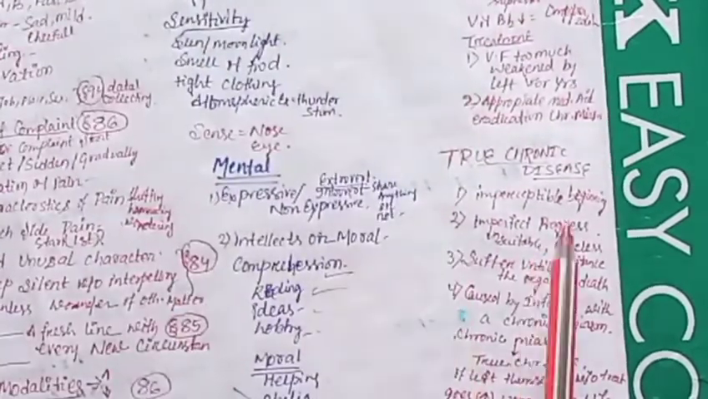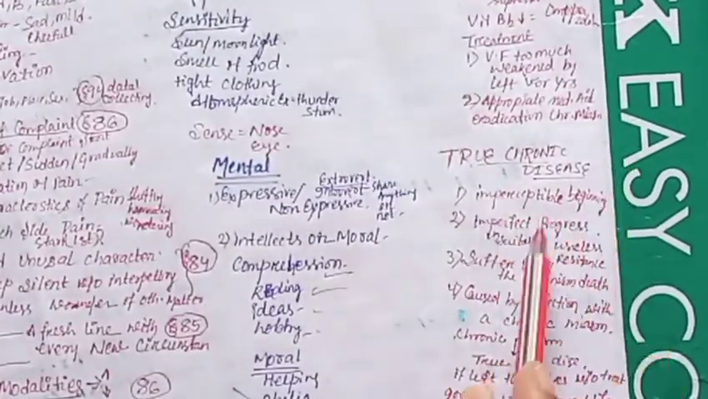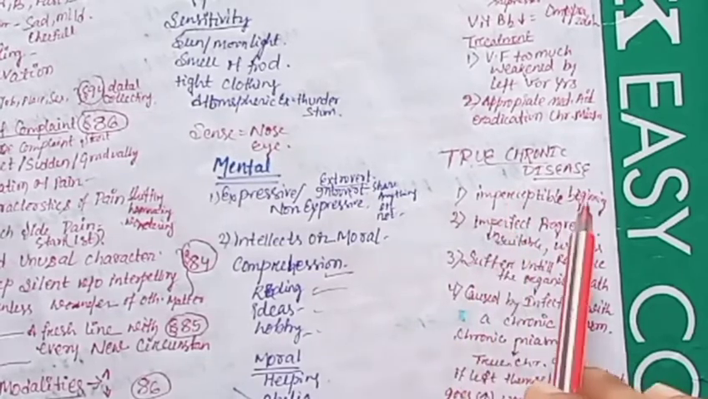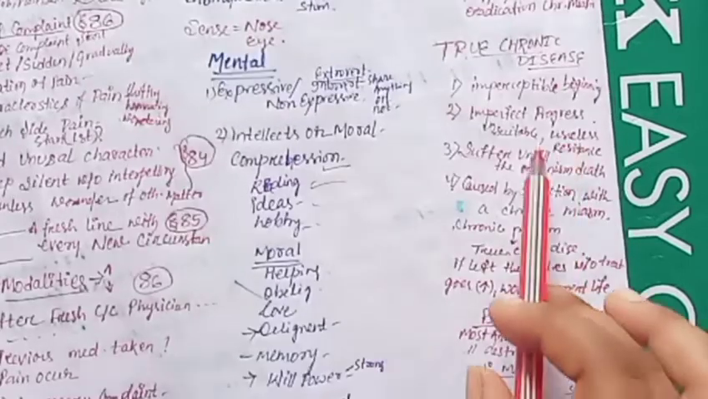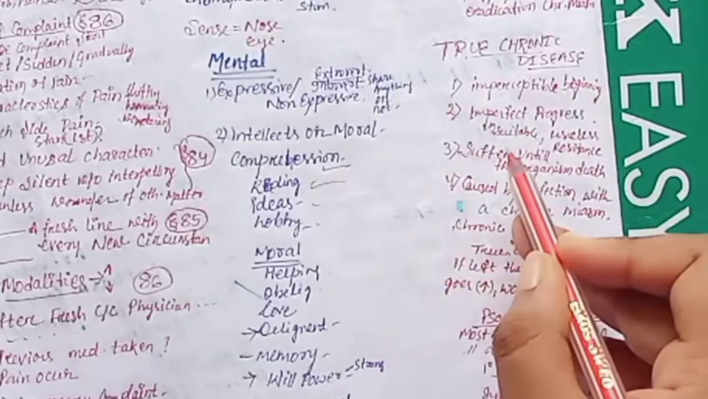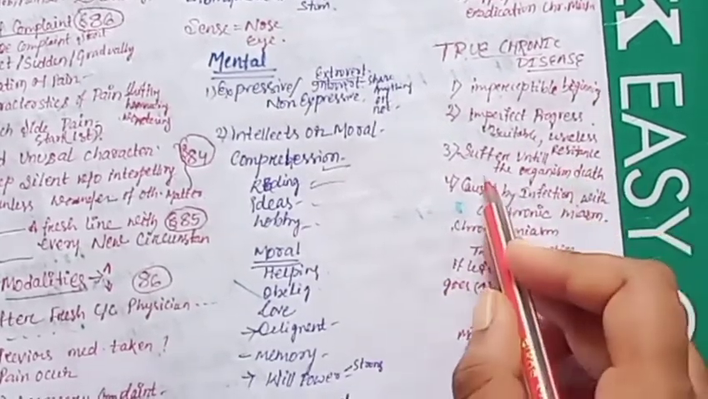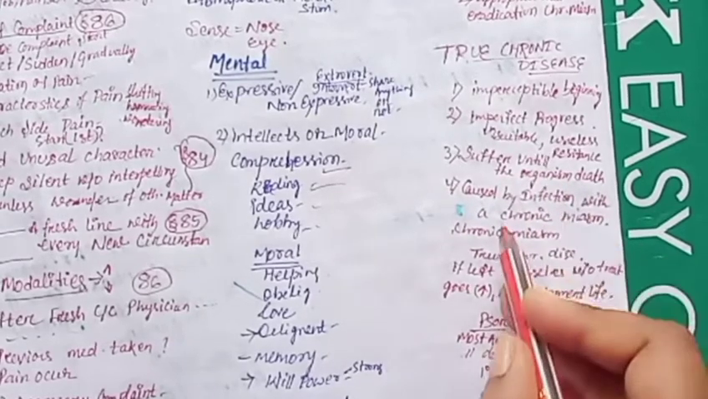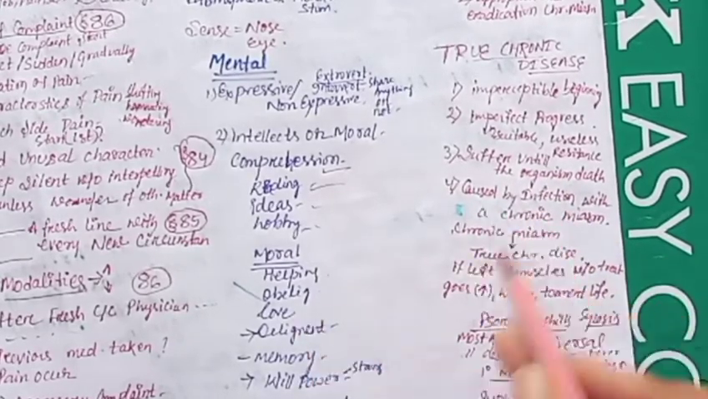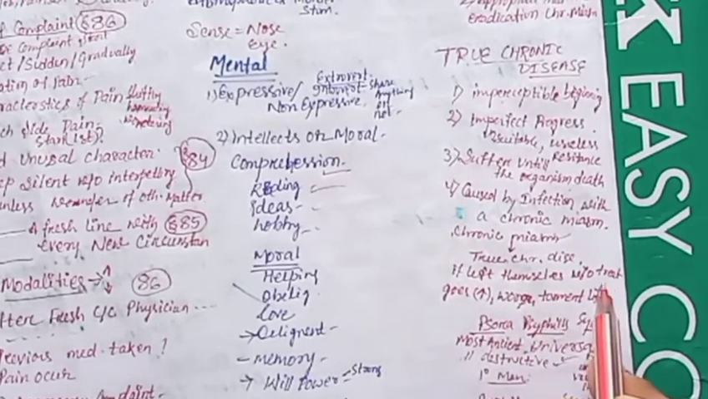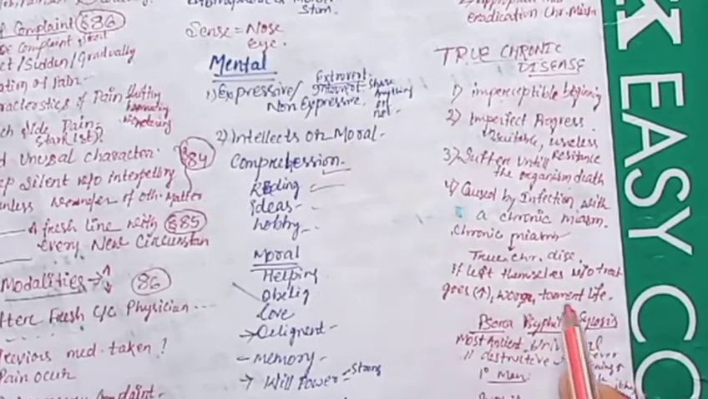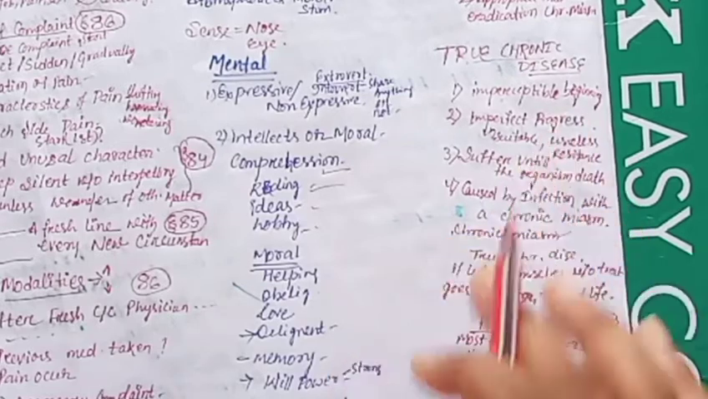Then true chronic disease. What are the things you should write in true chronic disease? It has an imperceptible beginning, with no measurable progress, and useless resistance; it continues until the organism dies. Due to the chronic miasm, true chronic diseases, without treatment, go on increasing and worsening and cause torment toward the end of life.